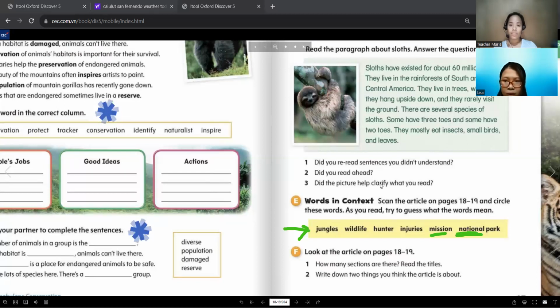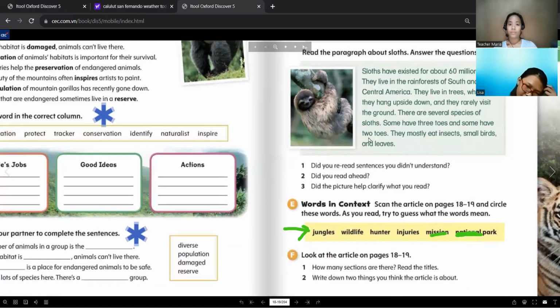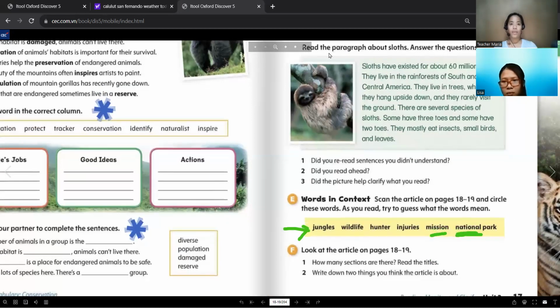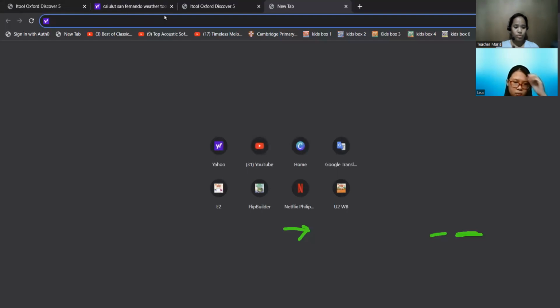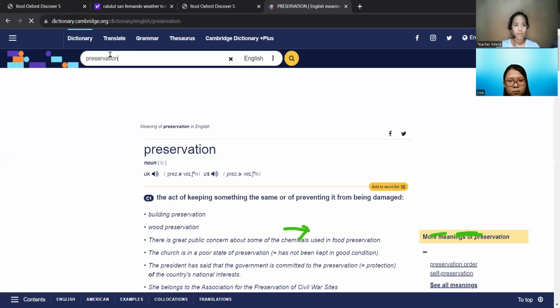Now, on the next page, we will encounter these words. I don't know if you know injuries and mission. Injuries and mission. Okay, I'm going to show them to you. One moment.